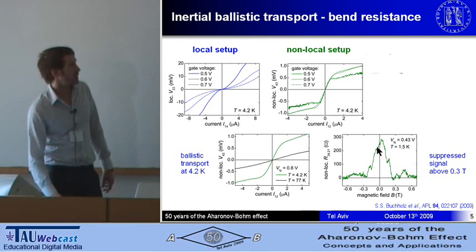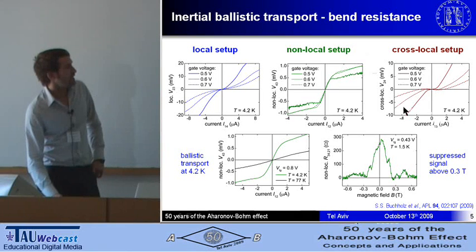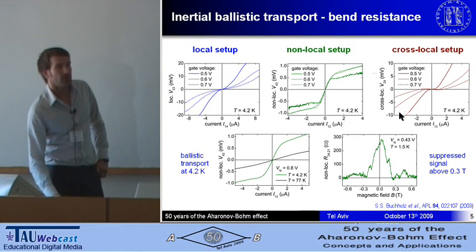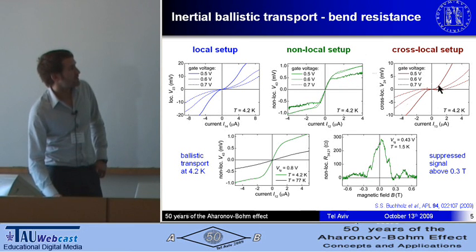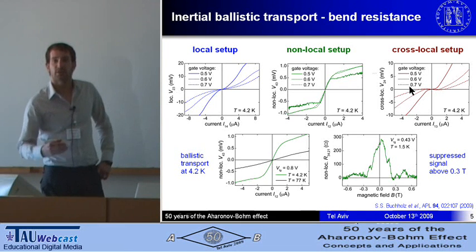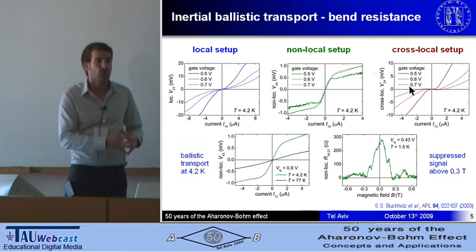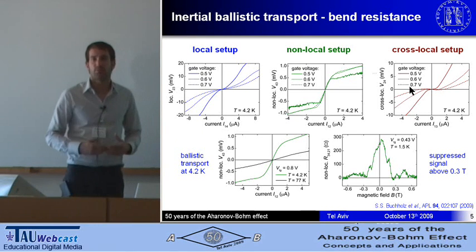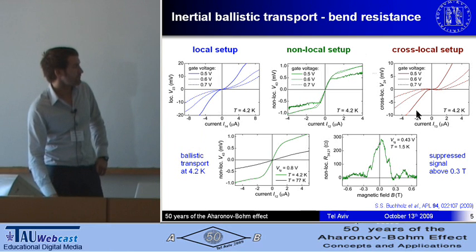We can work in this non-local transport regime. And well, to finish this, let's look at the cross-local setup. Here we find, again, in the high current regime where we have enhanced scattering, a rather regular ohmic behavior, but we find this nonlinearity, and for some gate voltages, even a negative slope around zero current. This is the situation where the inertial ballistic transport competes with the diffusive transport component.